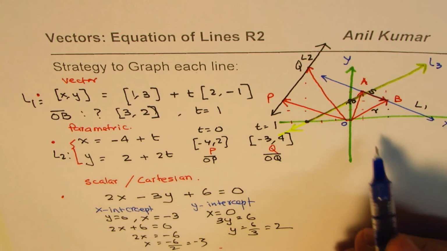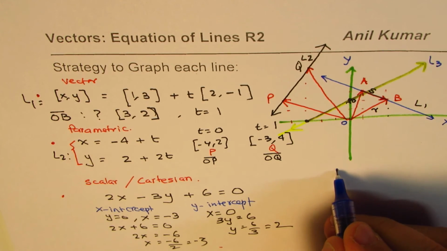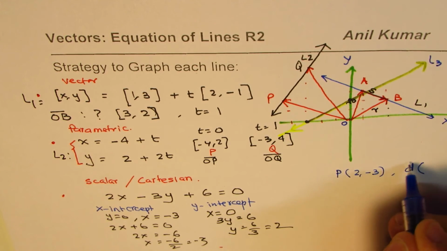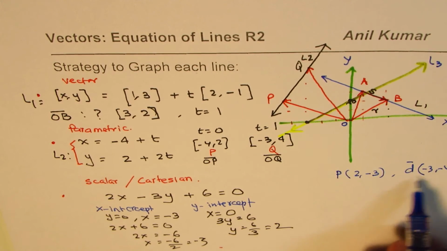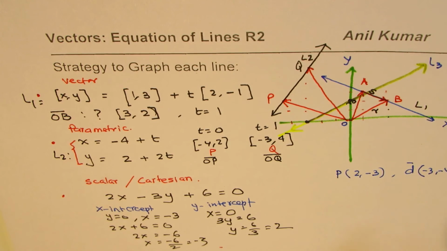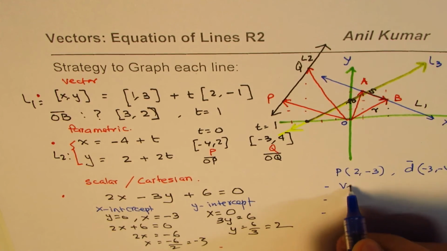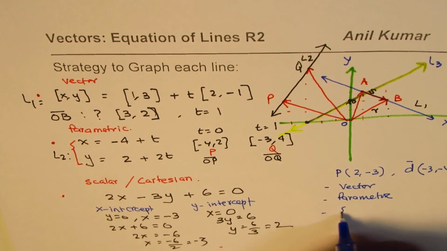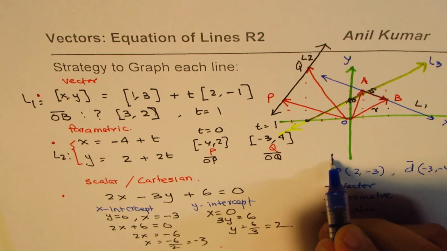As a practice, you can take a few other questions. Let's say we have a point P, which is (2, -3), and the direction as, let's say, (-3, -4). So joining this point with this direction, sketch a line. That could be an exercise. Once you sketch the line, write the equation in different forms, right? So write equations in vector form, in parametric form, and in scalar form, right? So that could be your practice.